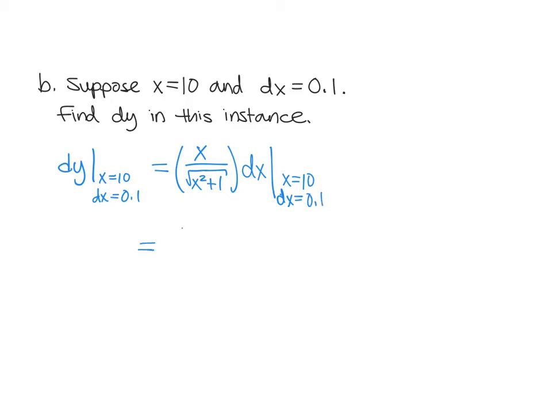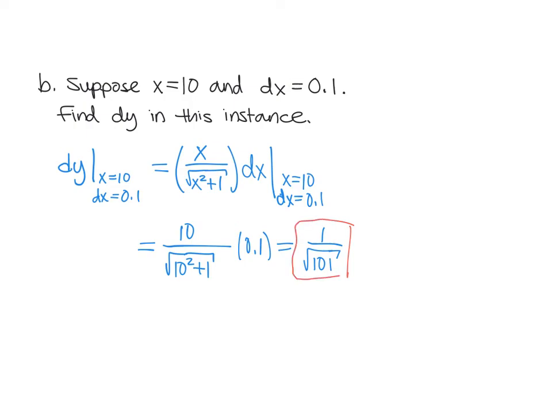So instead of x, we're putting a 10 over the square root of 10 squared plus 1, times 0.1. Okay, so 10 times 0.1 is just 1. And then in the bottom, we just have the square root of 101. So we have 1 over the square root of 101, and this is our answer. This is what dy equals in this special instance.